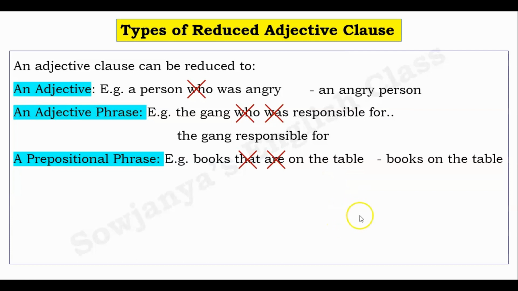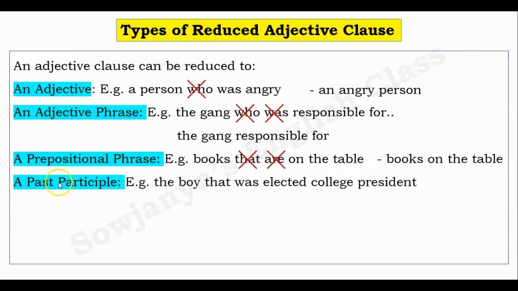That's it. Very simple. One more type is a past participle phrase. For example, the boy that was elected college president. That was elected, that is our adjective clause over here. So, how to reduce it? First we will omit the relative pronoun that and then the verb to be, was, and then we will get the answer. The boy elected college president. So elected is the past participle over here, V3.